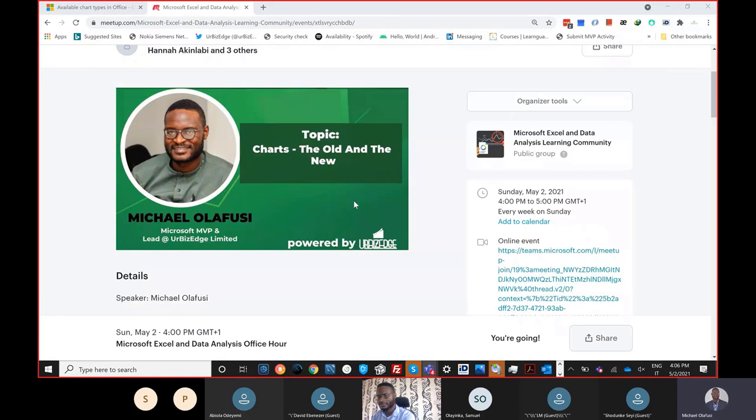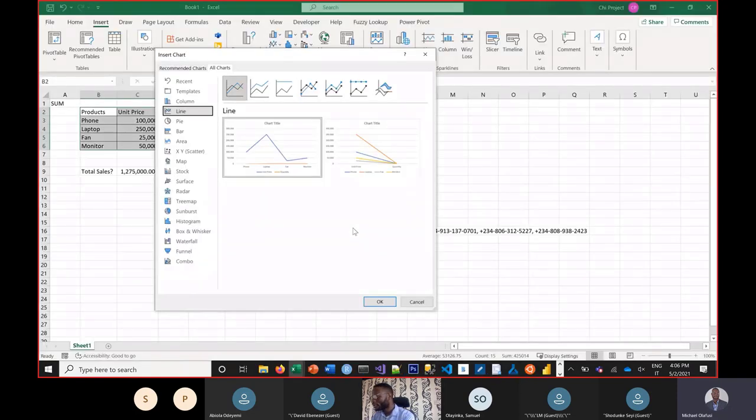So I am now back here, showing us the charts. I picked these and marked them as the old, and then I marked this as the new. Then I put a question mark around this one and asked, does anybody have an idea why I'm not including this in either the old or the new? Why am I not classifying it as either of those two? Any idea?